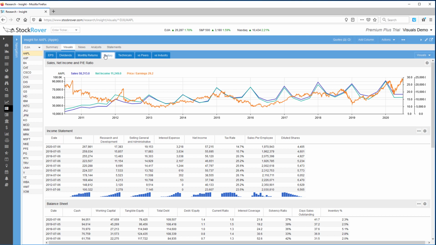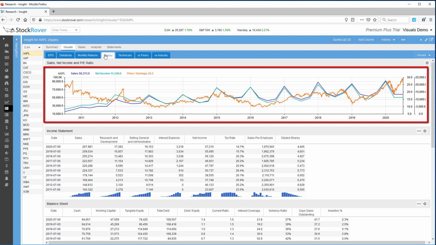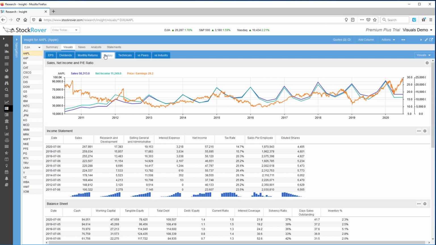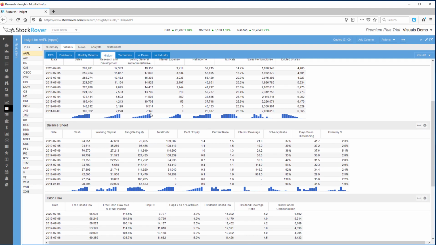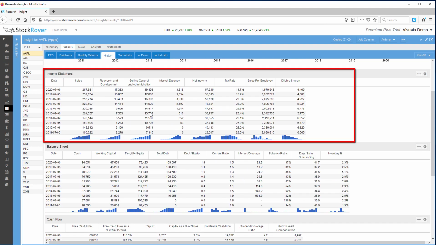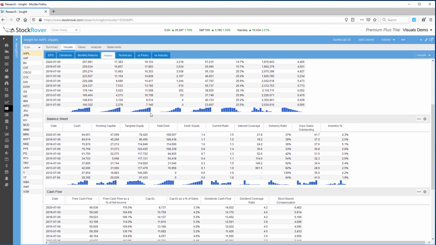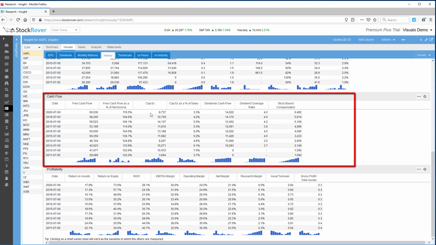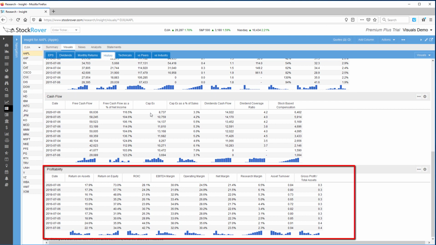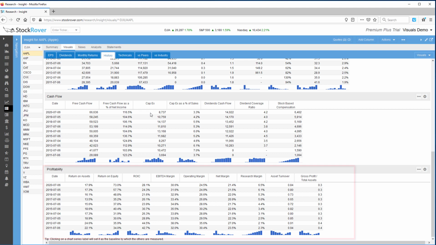History provides a concise look at the historical performance of a company along many key metrics. We start with a chart that shows the sales, net income, and price to earnings ratio over time. This allows you to correlate the financial performance of the company over time with how the market is valuing it. The next three tables show key metrics from the income statement, balance sheet, and cash flow statement over time. The final table shows key profitability metrics and how they are changing over time.